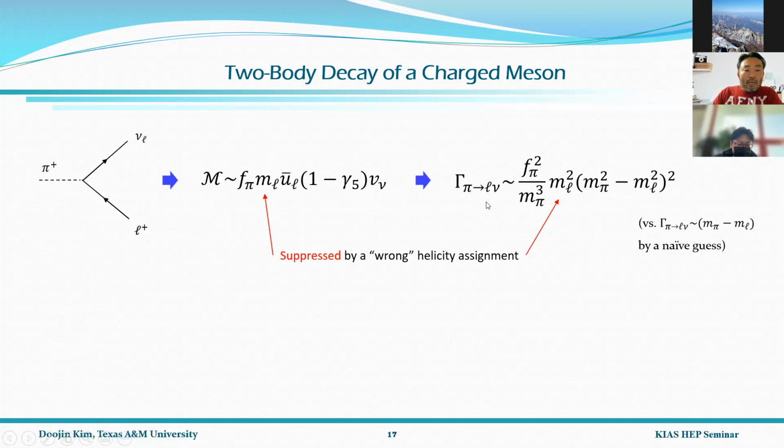Now, you see that the decay width is not proportional to the mass of the decaying particle or the mass scale, which you would expect in typical two-body decays, but proportional to the mass of the charged lepton. As a result, the decay branching fraction into muon is bigger than the branching fraction into electron, despite its reduced phase space. This is because this two-body decay is suppressed by a wrong helicity assignment, as suggested by the mass term in these expressions.